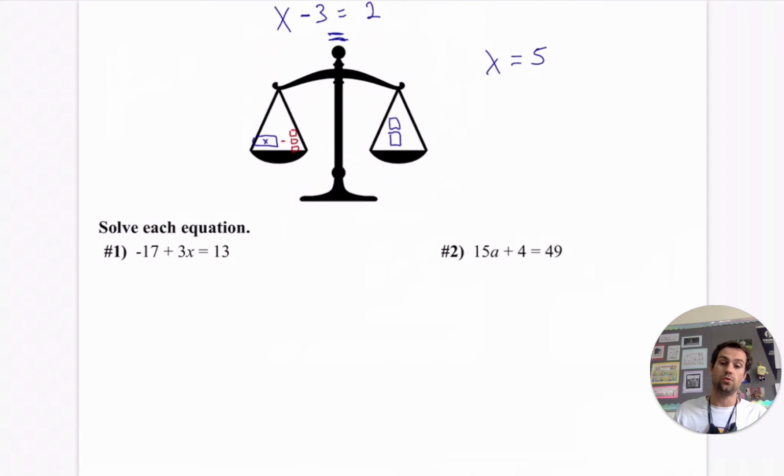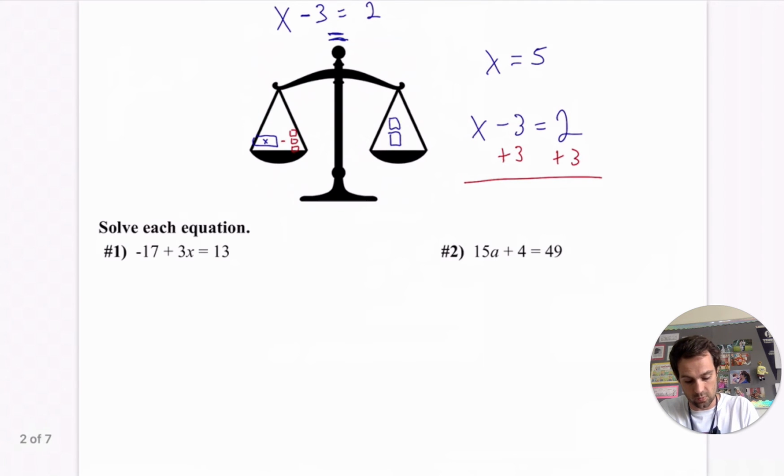We're going to look at how to do this algebraically. So instead of balancing it out on a scale, we can do the same thing where x minus 3 equals 2. We need to remember our inverse operation. The inverse operation of minus is plus. The inverse operation of multiplication is division. So to take the inverse of negative 3, we will add 3 to the left side. And whatever you do to one side, you have to do the same thing to the other side. So we have x is equal to 5.